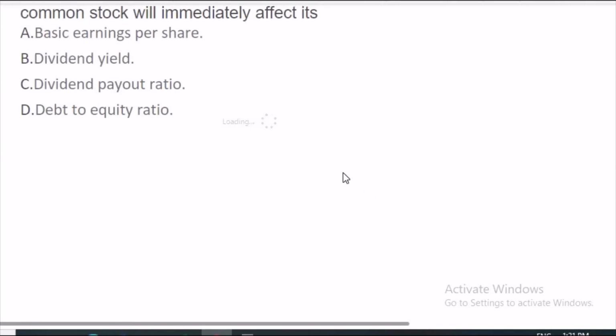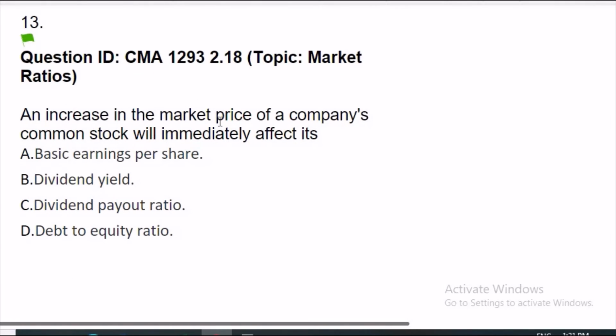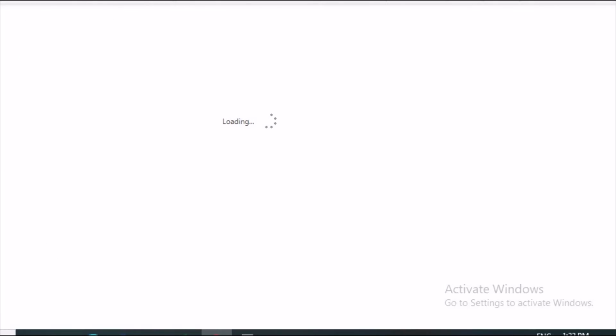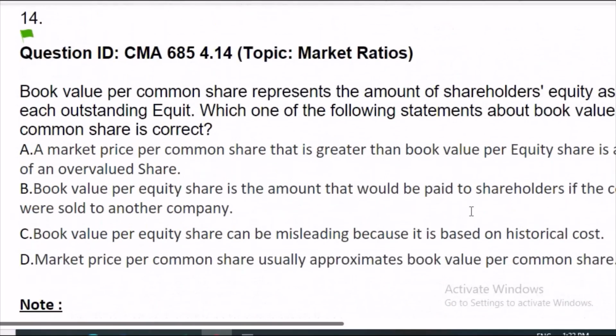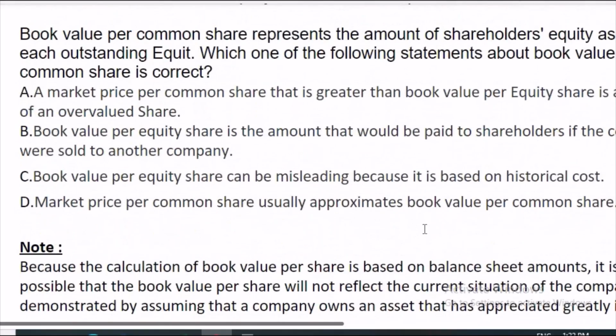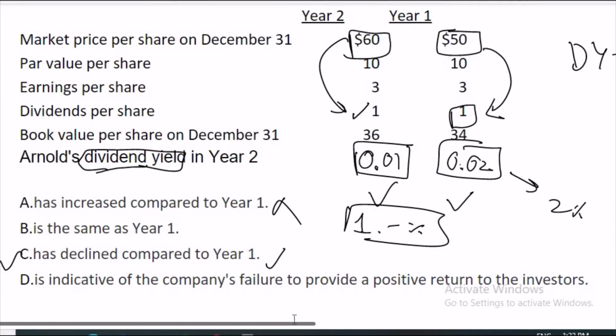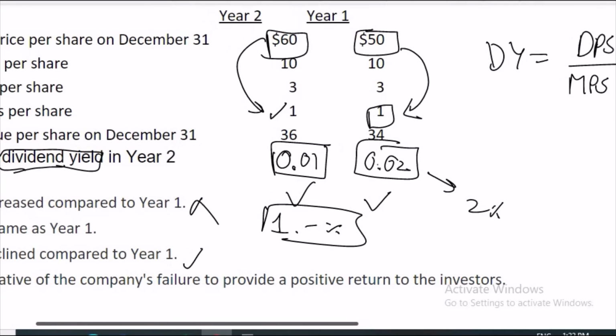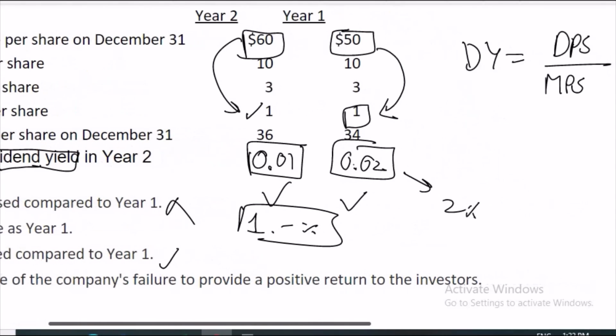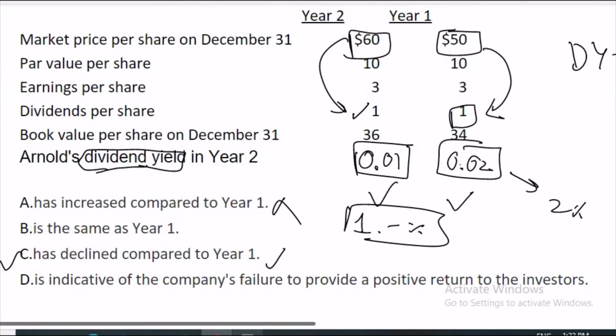So its effect on MPS. An increase in the market price of the company will immediately affect its dividend yield, basic earnings per share. So the book value per share is represented with the equity as a common share. A market price greater than that indicates an overvalued share. Here we can see that the dividend yield is DPS upon MPS. DPS here is 1 rupee divided by market price per share.